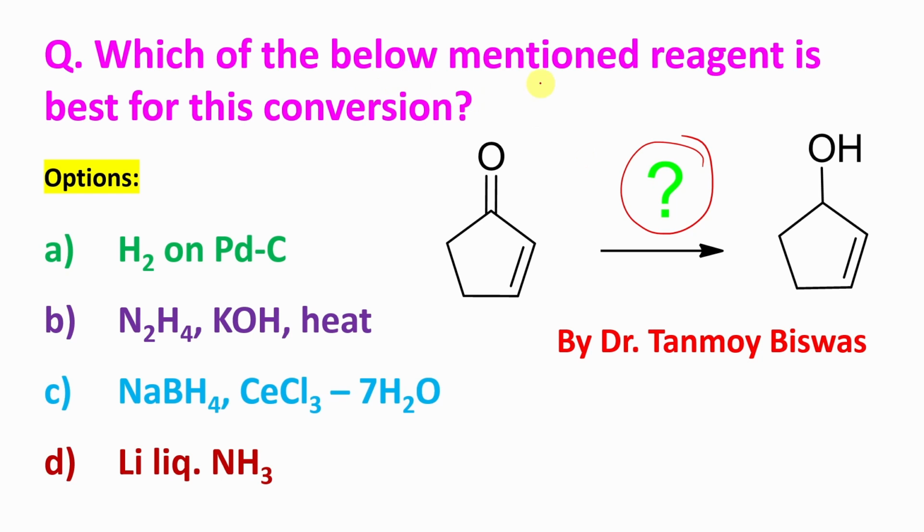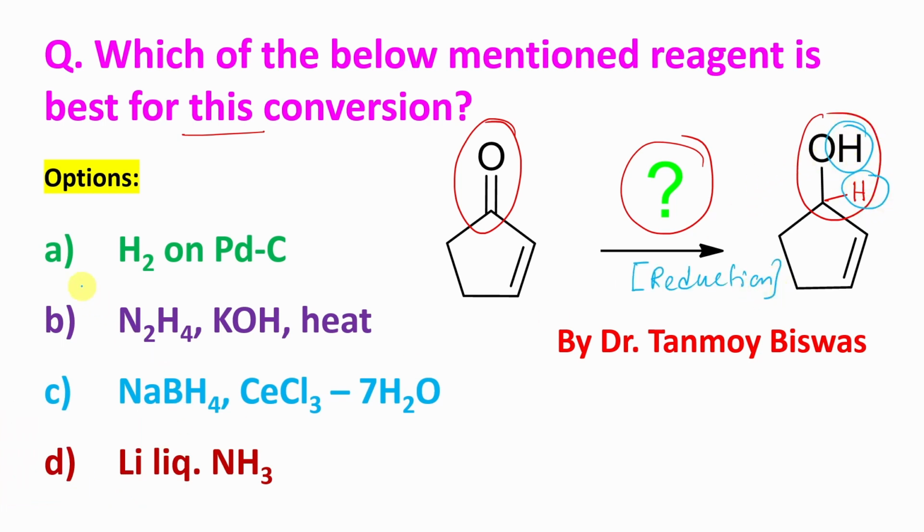Now look at which of the below mentioned reagents is best for this conversion. What conversion? This carbonyl group is reduced into this secondary alcohol. Actually, ketone is reduced to secondary alcohol. So overall, this is nothing but hydrogen addition, see one hydrogen added here, another here. Okay, this is a reduction reaction, and all four options are actually reducing agents. Now you have to say which reagent is best for this purpose. So that is the trick.